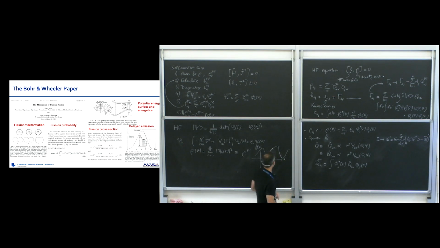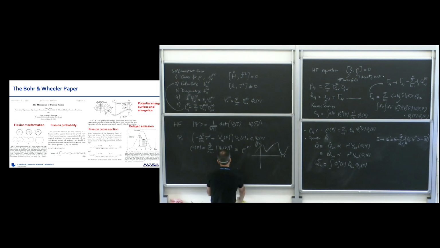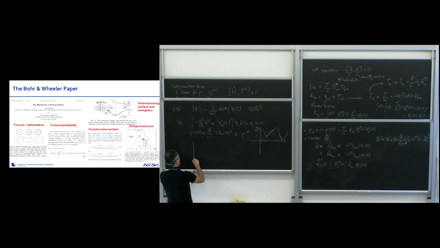It means that when you do this in 1D, let's suppose now that I calculate the Hartree-Fock energy as a function of just a single constraint, whatever that is. It doesn't matter for this discussion. And I'm going to find something like that, just for the sake of argument.